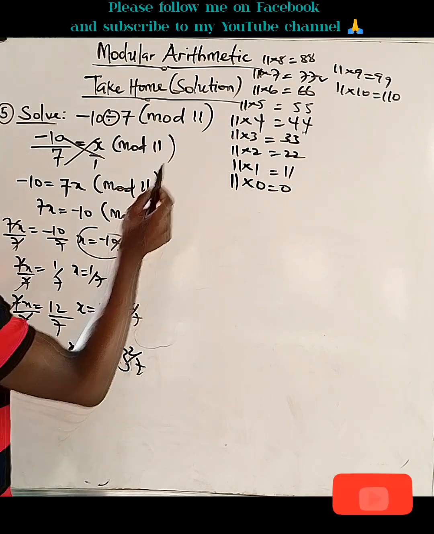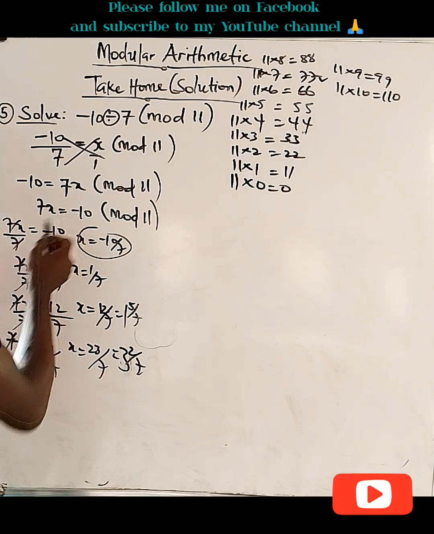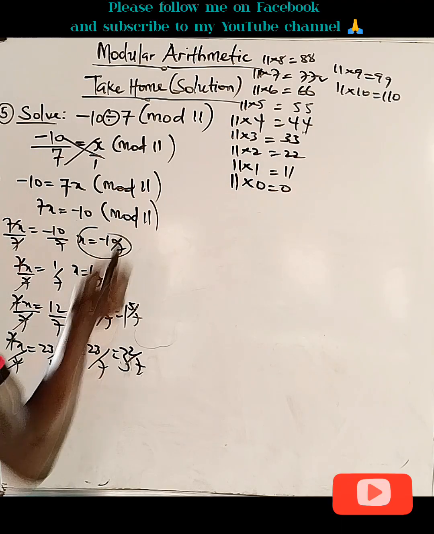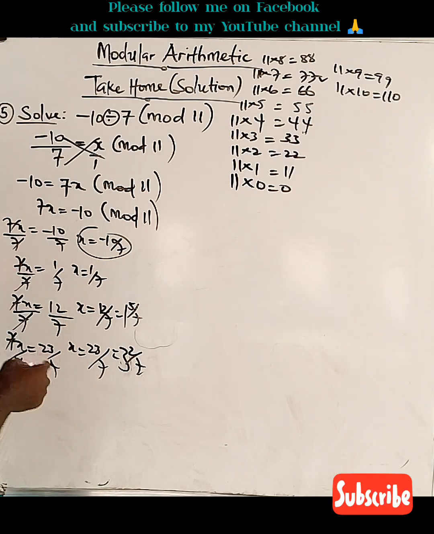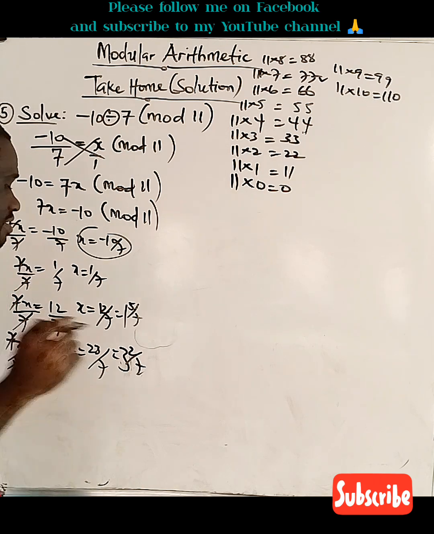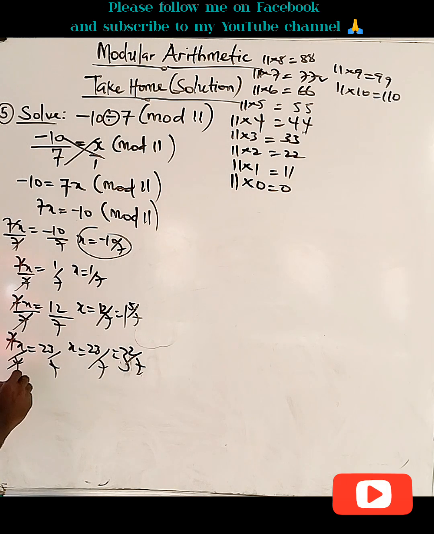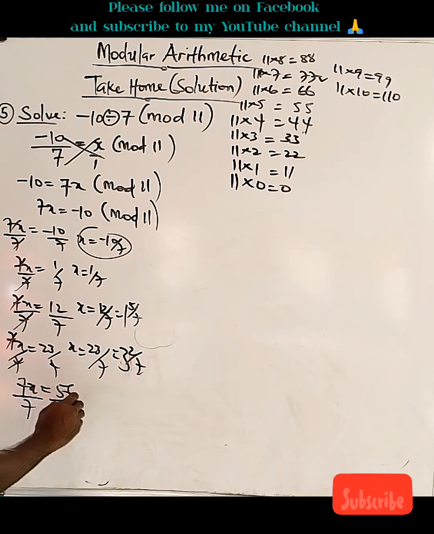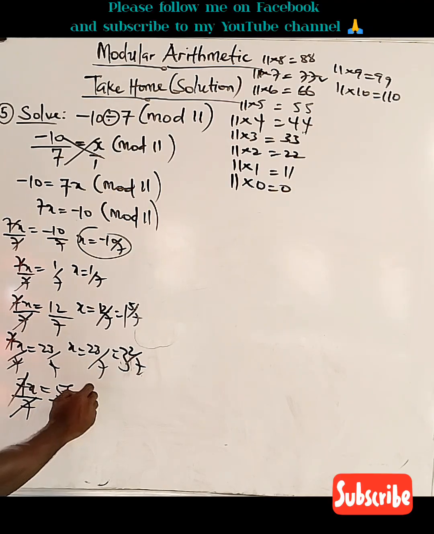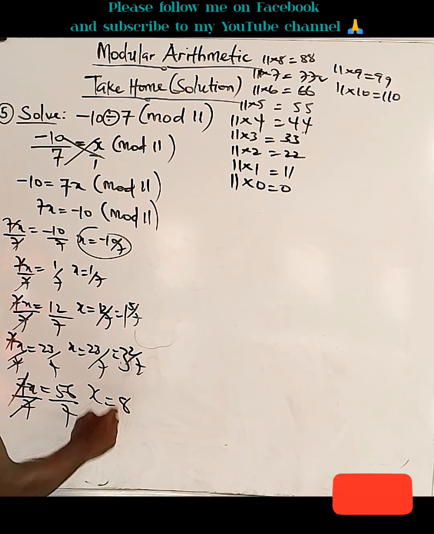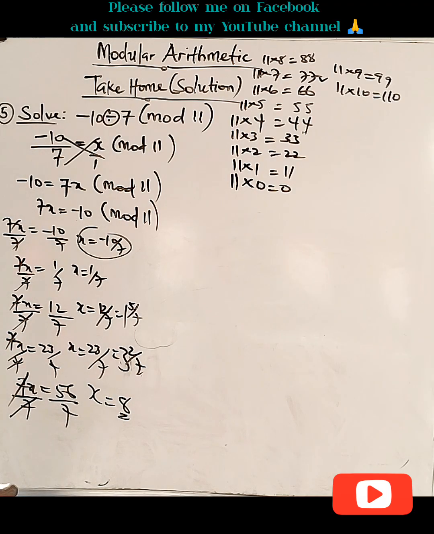So let's try out 55. 55 plus minus 10 will give us 45. So let's try out 66. 66 plus minus 10 will give us 56. That's the perfect stuff we were looking for. So that's going to be 7x equals 56. Divide both sides by 7. So that's going to be s equals 8. That's a perfect result. So s is equal to 8.